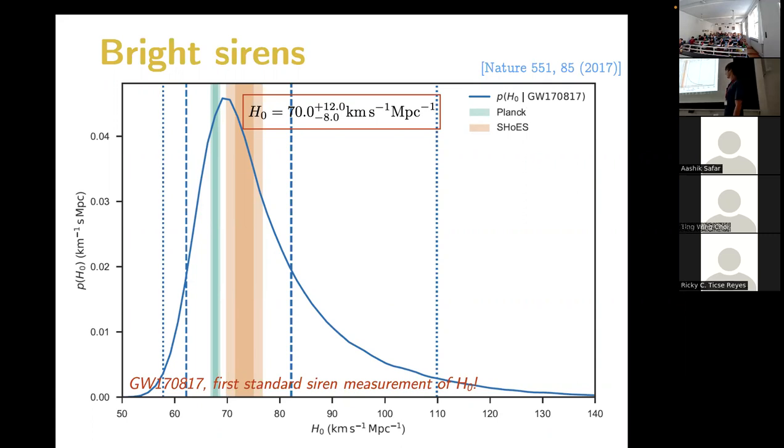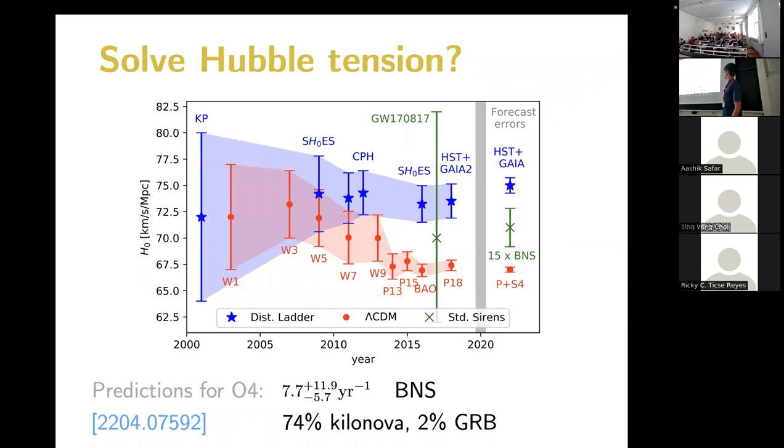But the hope is that with many of these events, for example, I think with 15 already, you can reduce the errors to a few percent. And then if you have several dozens of events, you could reach near the percent level. Now, this prediction that I put here for the rate of binary neutron stars in O4, I think is correct, but the rate of multi-messenger events is a bit optimistic, because unfortunately Virgo was not able to join the fourth observing run, at least for the first part. And that means that our localizations are not as good as we expected.